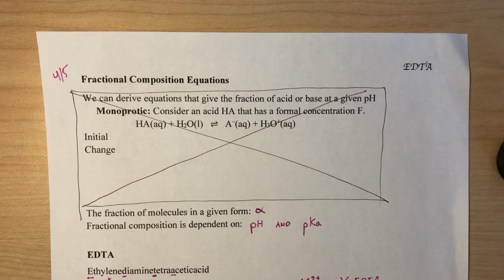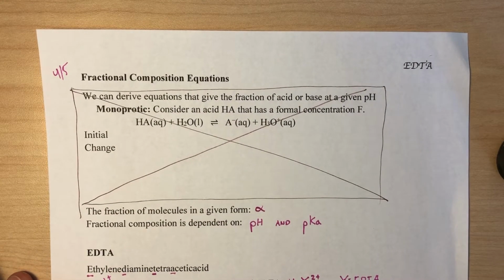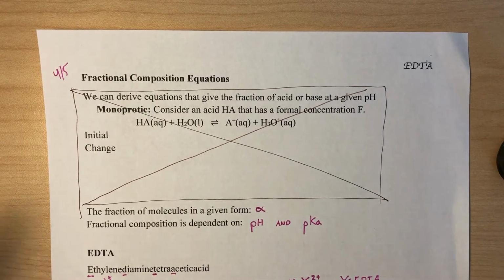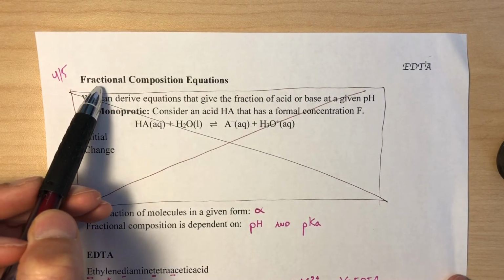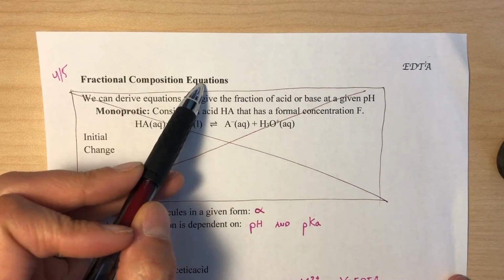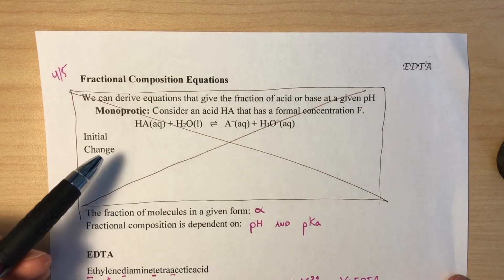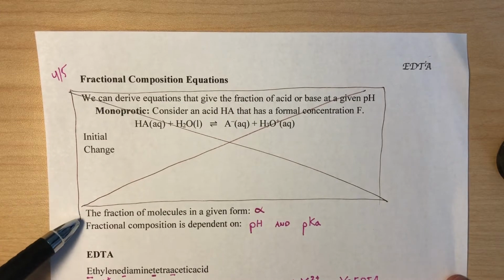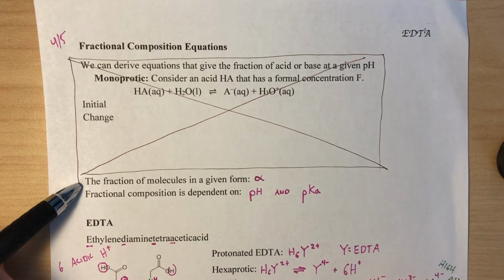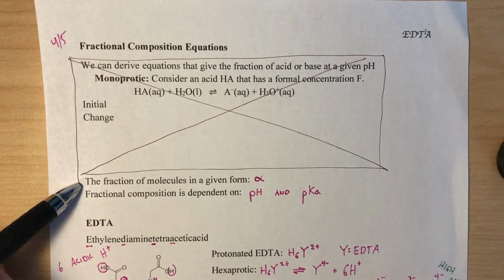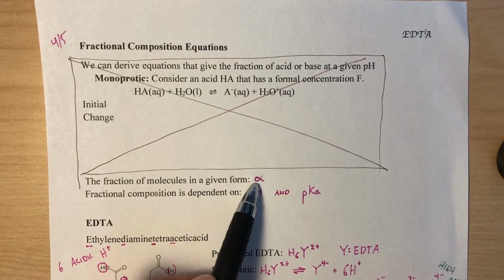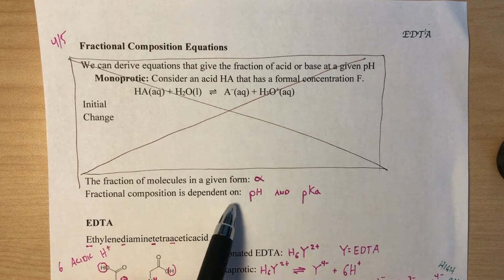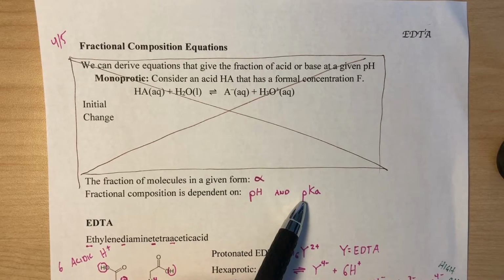Today we're going to continue talking about our predominant species and our principal species in solution, but this time quantifying a little bit using a fractional composition equation. And we're going to focus in a minute on a molecule that's polyprotic called EDTA. But first, we need to define a few things. The fraction of molecules in a given form we're going to call alpha. And the fractional composition is dependent on pH and pKa.